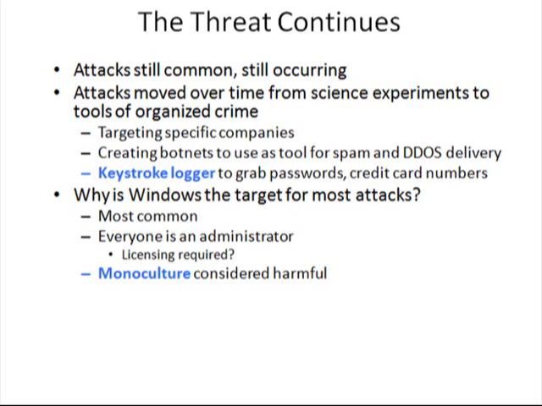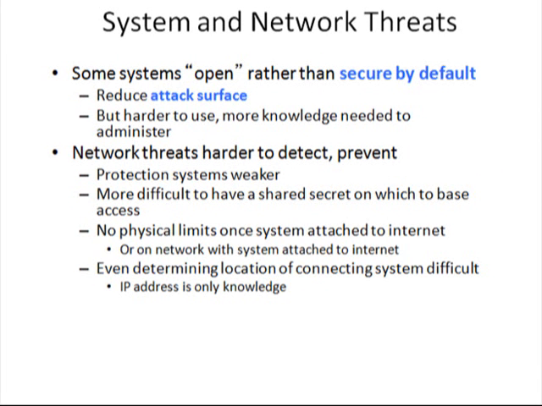Next, we come to the system and network threats. Some systems are open rather than secure by default. So the attack surface has to be reduced, but then it's harder to use. More knowledge is needed to administer them. Network threats generally are harder to detect as well as prevent. So protection systems are weaker in this scenario. It's more difficult to have a shared secret on which to base access.